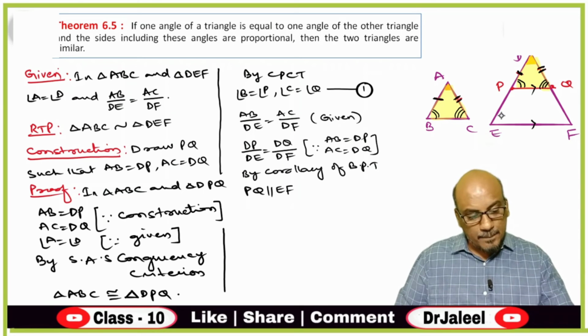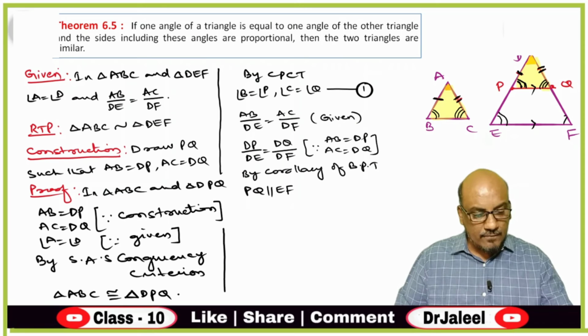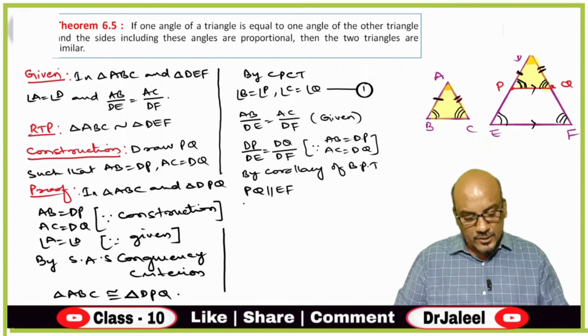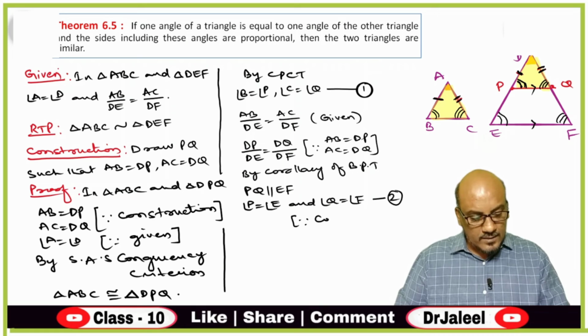When both the lines are parallel, what is your opinion about this angle F, angle E and angle P? Both must be equal. Angle F and angle Q, they must also be equal because they are corresponding angles. So let us mention. What is that? Angle P is equal to angle E and angle Q is equal to angle F. This is second equation. You can also mention here. Why? Because they are corresponding angles.